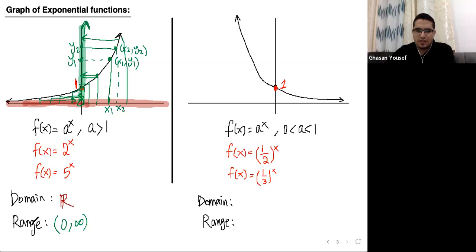But for the range, you have to ask what y values are used. If you look in here, the y value is this. At this point, the y value is this. The same thing for all points in the curve. All points in the curve are using the y values starting from 0 to infinity. Make sense? Clear?